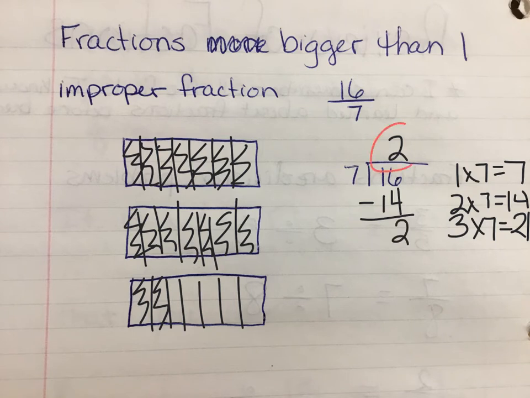So my 2 on top is going to be my whole number. I can make 2 whole groups of 7. I have 2 left over, and they were always in groups of 7 to make a mixed number.